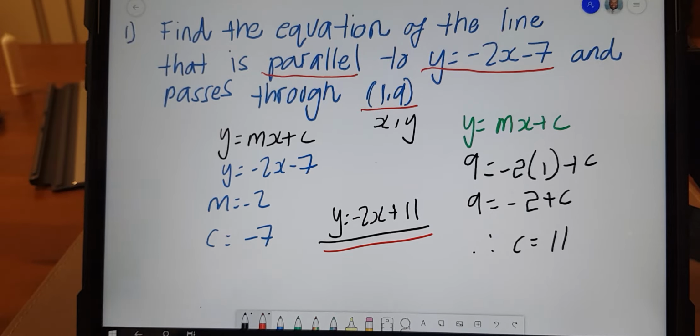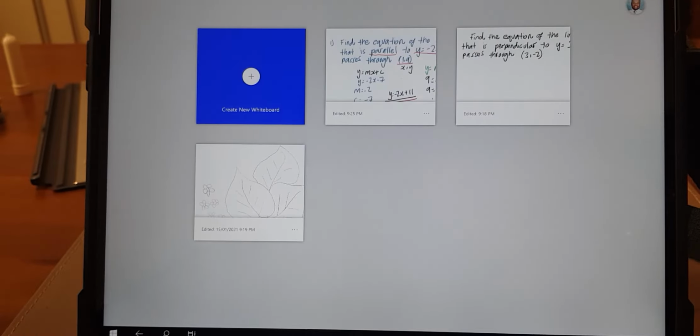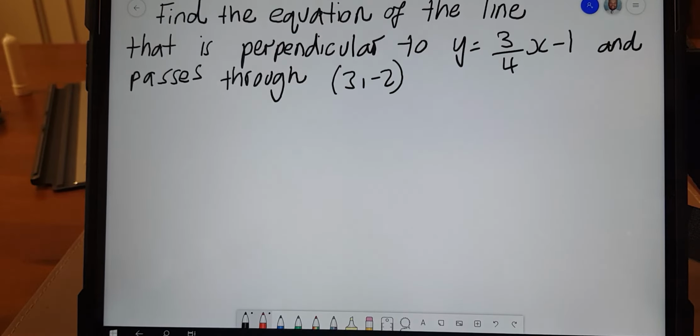Let's look at the other question that I've prepared here. If you look at this question, let's read it out. Find the equation of the straight line that is perpendicular to y is equal to 3 over 4 x minus 1 and passes through (3, -2). So in this question, we've got an equation of a line that is perpendicular. In the previous question, it was parallel.